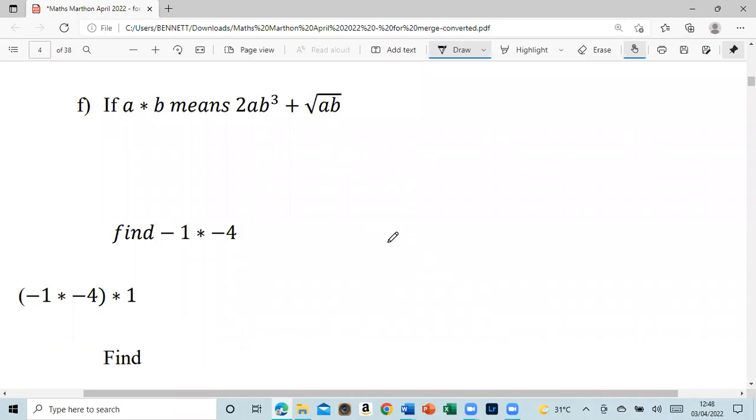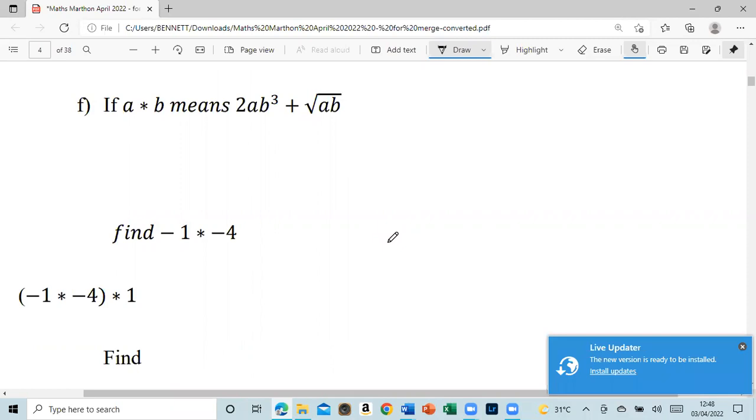If A asterisk B means 2AB cubed plus the square root of AB, find -1 asterisk -4. I got this one from a book that a guy gave me.